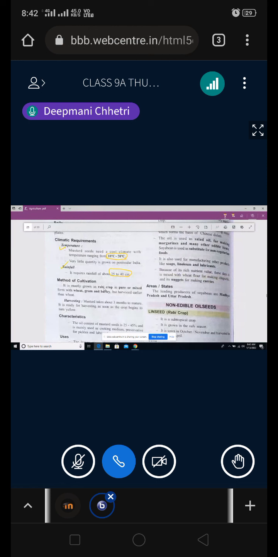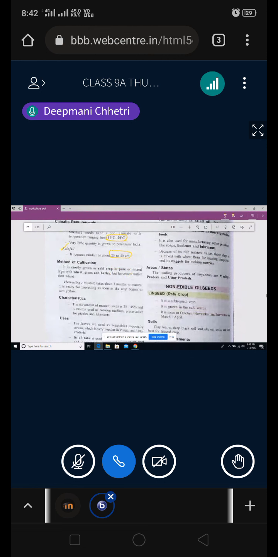Now moving to the next one, method of cultivation. See, it is mostly grown as a rabi crop, pure or mixed. Now, what do you mean by mixed? Pure means only mustard is grown in one field. Mixed means mustard is mixed up with some other crop, like mustard and wheat side by side. Or it can be grown as mustard and gram, or mustard and barley. So that is how it can be cultivated. It can be grown pure or mixed.